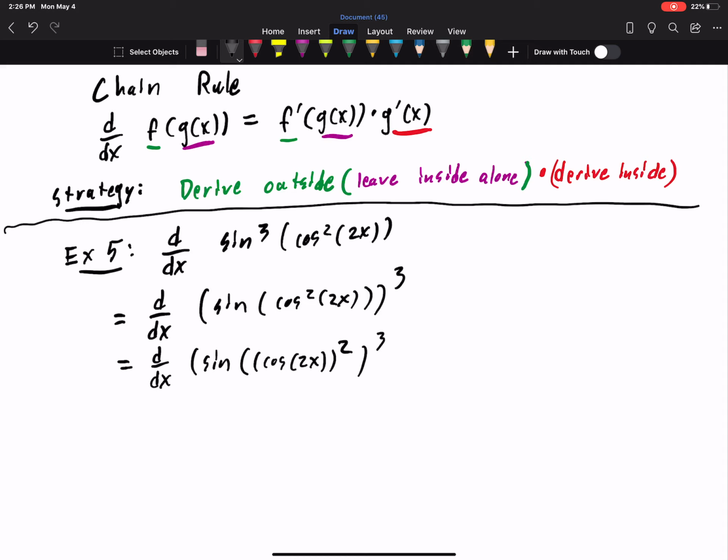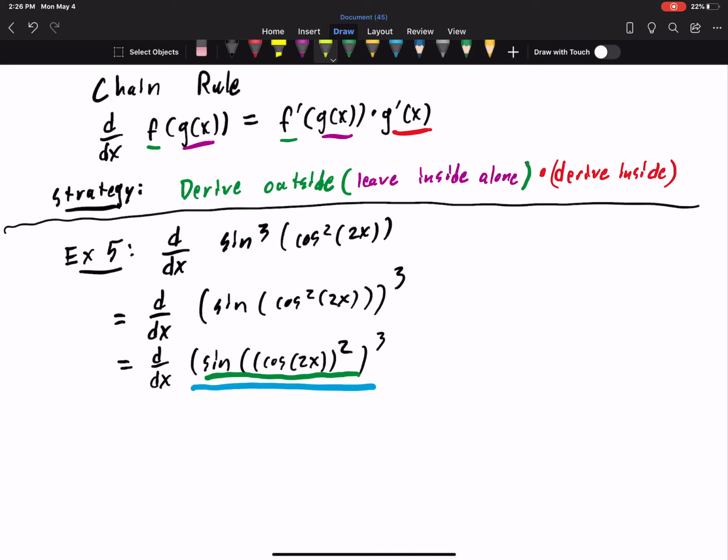So now we need to figure out how to derive this. What is the outermost function? What is the biggest thing that is happening here? Turns out it's the cube. That's what's happening first and foremost. It's the outermost function. And then the inside of that is going to be the sine. And then the inside of that is going to be a squared.